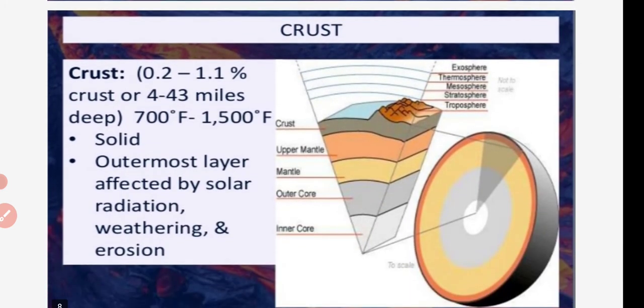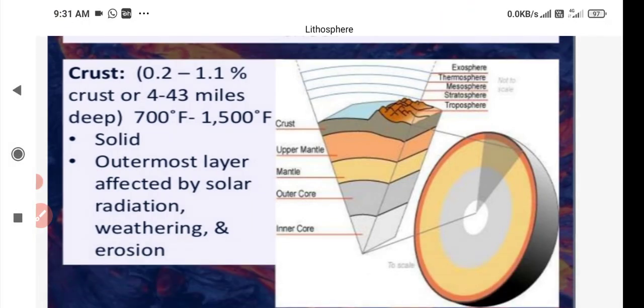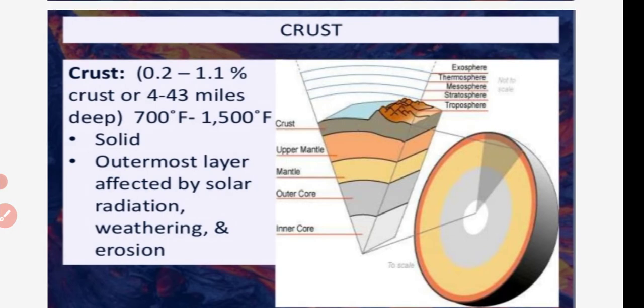So here, the next slide shows that above the earth, the atmosphere is present as the outermost layer affected by solar radiation. Weathering and erosion act on the upper layer of the earth, which we call the lithosphere. The crustal movements are given as 0.2 to 1.1%, and the crust is 4 to 43 miles deep. The temperature recorded is 700 degrees Fahrenheit to 1500 degrees Fahrenheit.